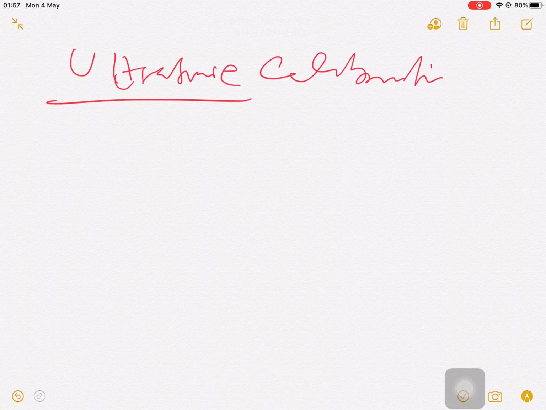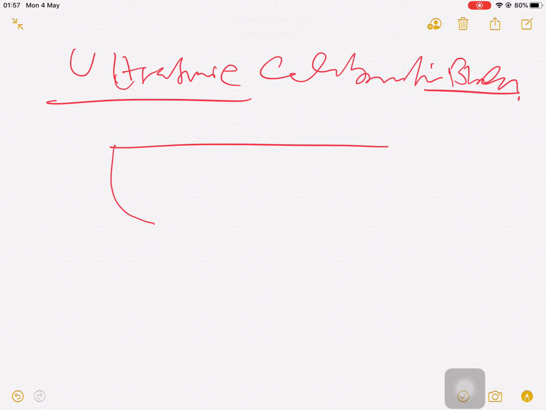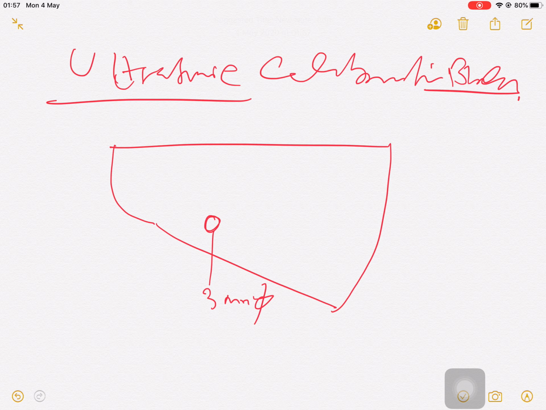Now I will tell you regarding the ultrasonic calibration blocks. Like first, if I make the calibration block, and here you have a 3 mm dia hole. So if your probe is here, then it is moving towards this and moving towards this.